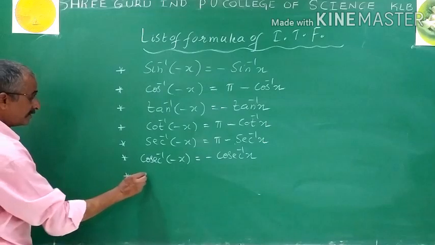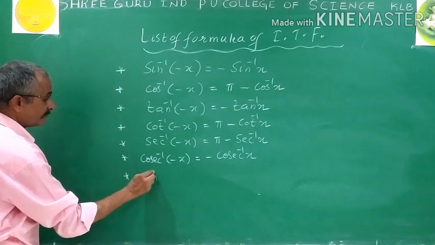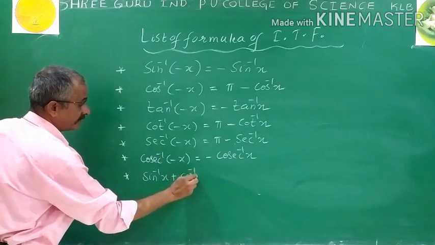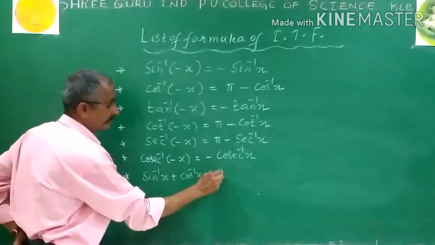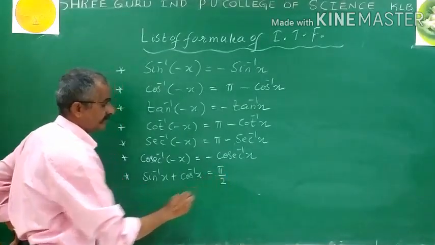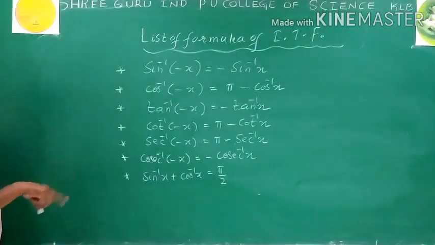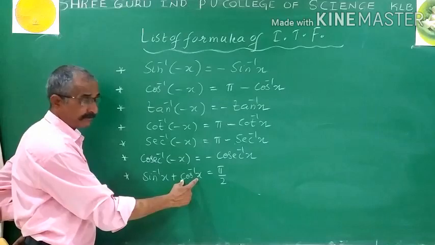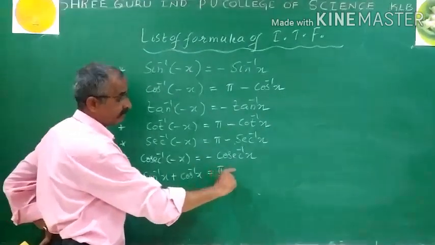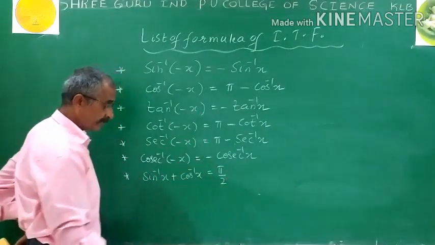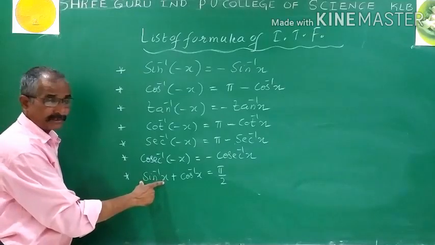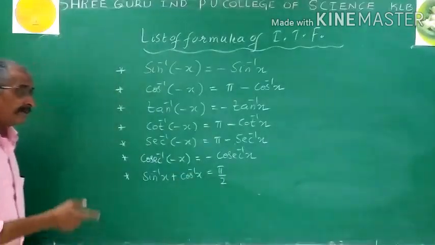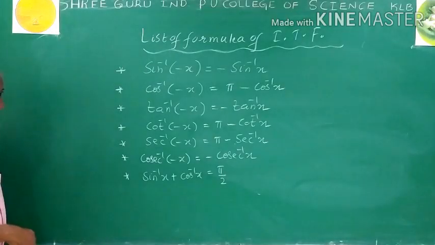Next formula under the list is sin inverse of x plus cos inverse of x always equals pi by 2. From this, two more formulas can be got, like cos inverse of x equals pi by 2 minus sin inverse of x, and sin inverse of x equals pi by 2 minus cos inverse x. They are quite naturally understood.